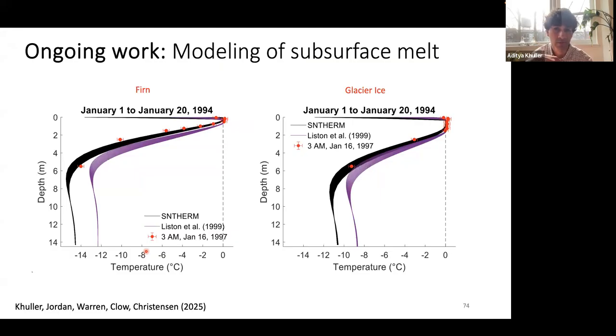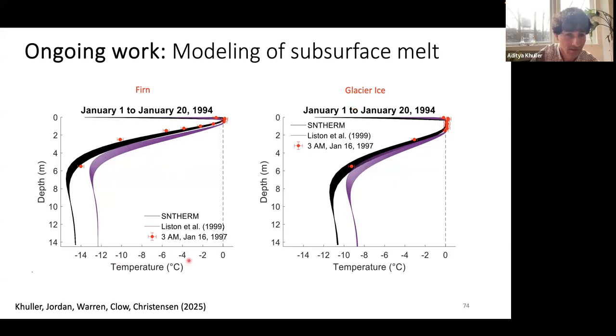And here's sort of an example. These are the measurements from Liston. This is where the subsurface melting was happening in firn and glacier ice. And I realize it may be a little confusing. I just added this recently, so I'll walk through it.